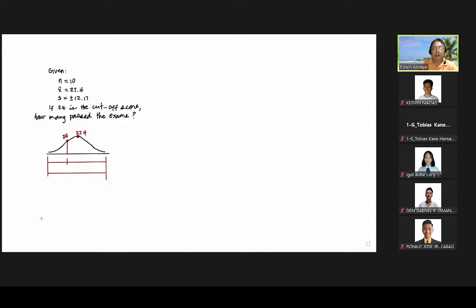Which area of the graph is occupied by the scores that pass the exam? If 24 is our boundary, which part of the graph, or which area of the graph, is occupied by the scores that pass the exam? Right, sir. 24 and above, sir. Okay, from 24 and above. Twenty-four and above. So we shade it.